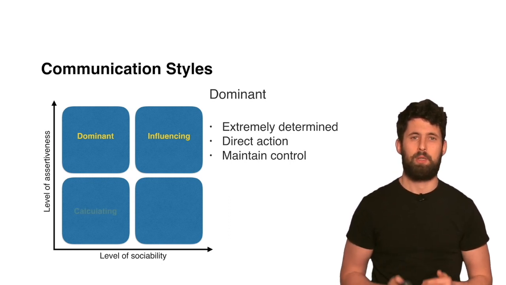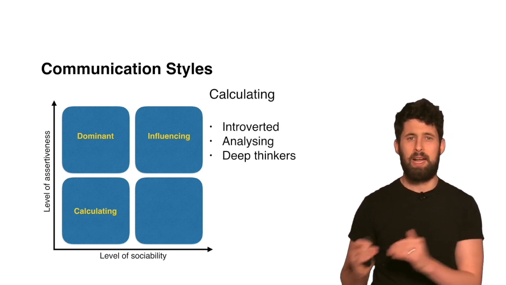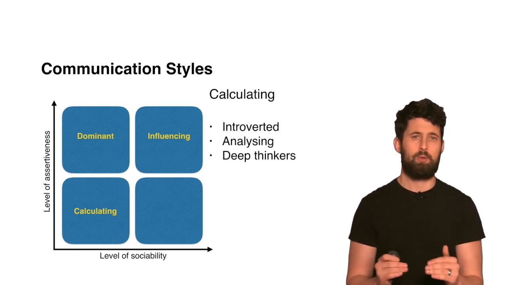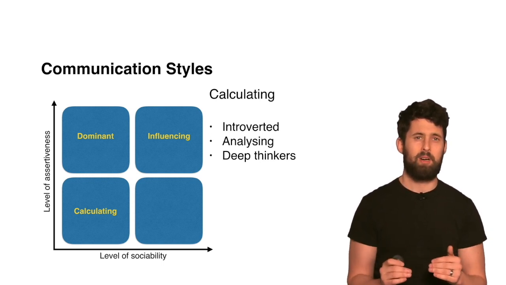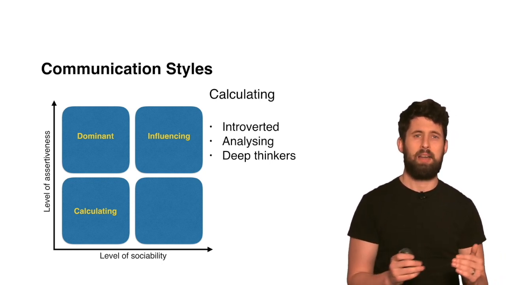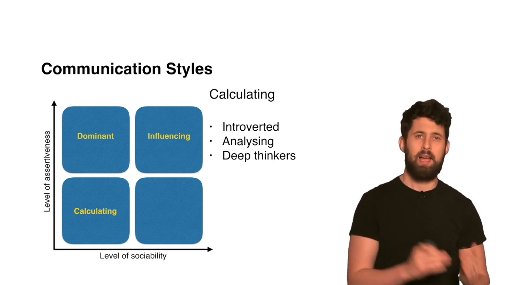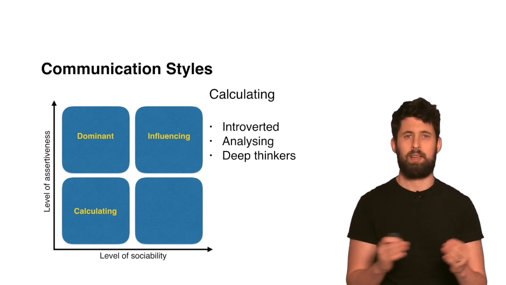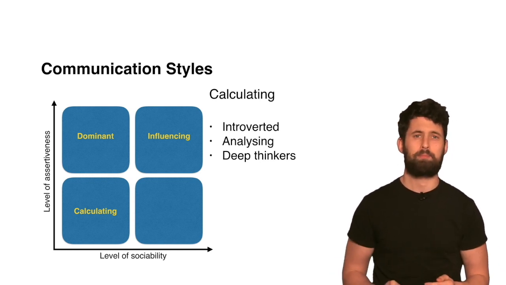Next, we have those with low levels of dominance and sociability. These people are called calculating personalities and are generally quite introverted and emotionally restrained. They spend a lot of time analysing problems and situations and can take a long time to make a decision, and they can sometimes appear distant and hard to get to know. Calculating types typically find themselves in such careers as accountancy, research, or computer programming.